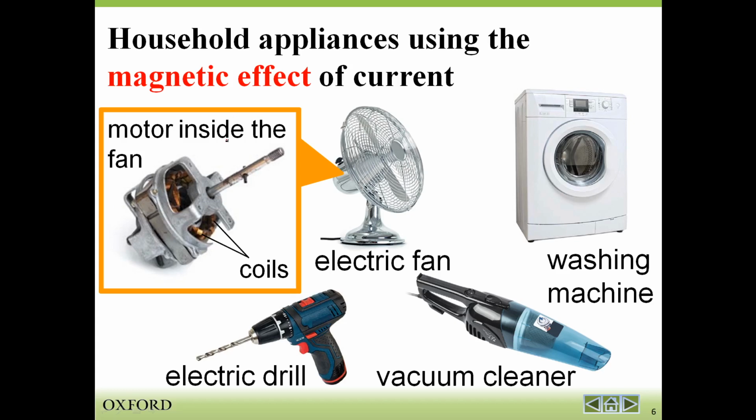Because of the magnetic effect, it will make the part move. So the fan will move the blades, the electric drill fixes the screw, and the vacuum cleaner generates the power to suck the dust into the vacuum cleaner. The washing machine, we all know it turns around to make the clothes wash cleanly.